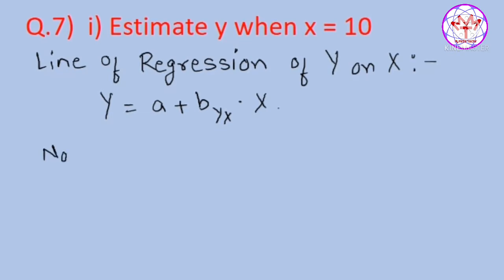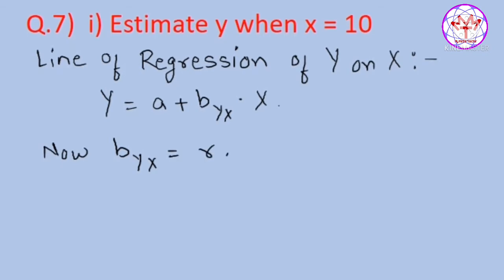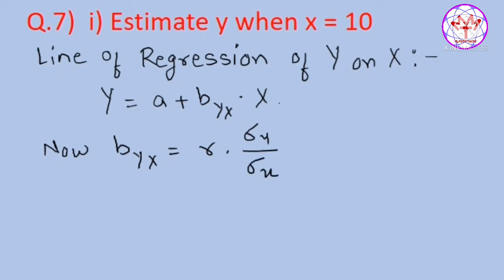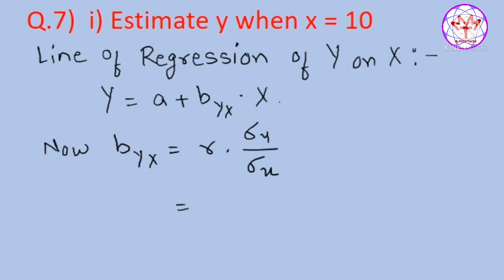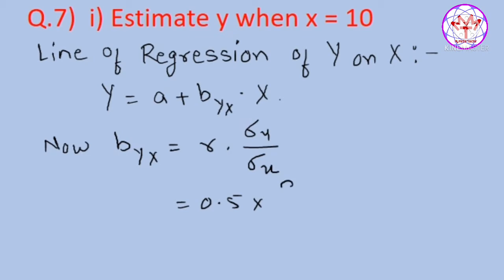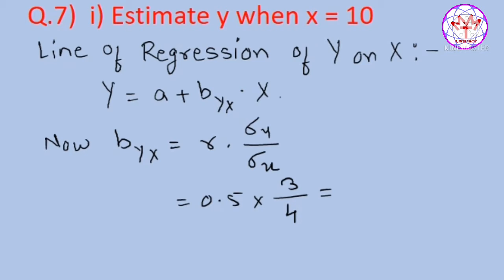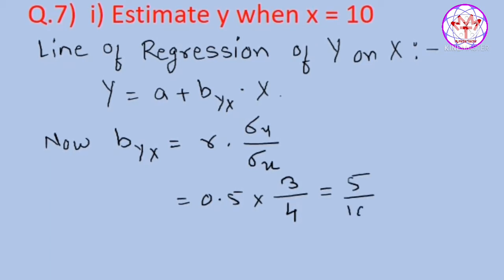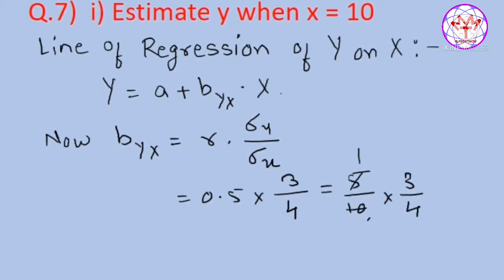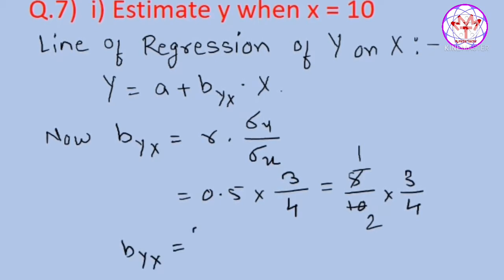byx is equal to r into sigma y upon sigma x. So let us substitute the values. r is 0.5 into sigma y is 3 and sigma x is 4. So we get 0.5 can be written as 5 upon 10 into 3 by 4. 5 ones are 5, 5 twos are 10. So you get byx is equal to 3 upon 8.